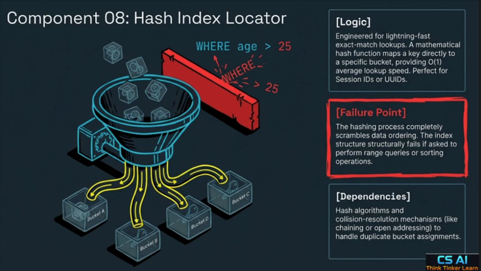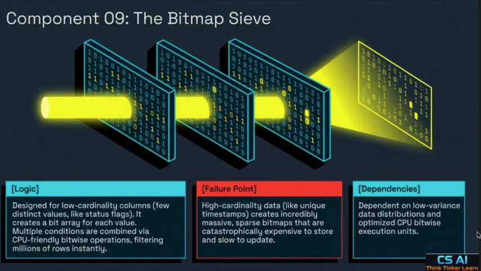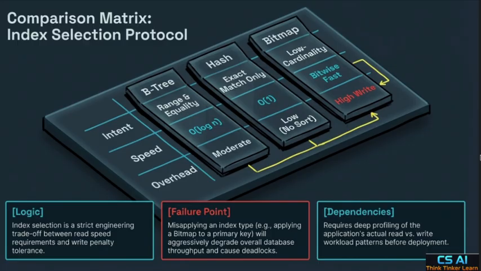When dealing with low cardinality columns, columns with few distinct values like status flags or boolean types, we use bitmaps. It creates a bit array for each value, and multiple conditions can be combined via CPU-friendly bitwise operations. This filters millions of rows constantly and instantly. But beware, high cardinality data like unique timestamps will create massive sparse bitmaps that are catastrophically expensive to store and very slow to update.